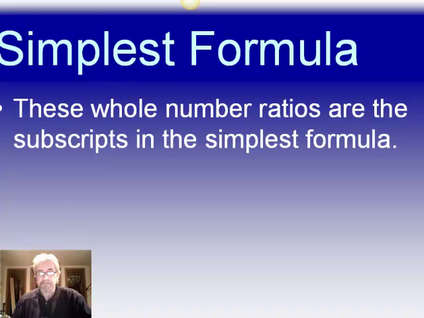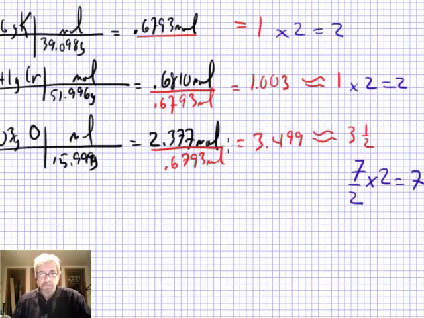And then those whole number ratios that I get, well, they're the subscripts in the simplest formula. So for this compound, I had a 2 for potassium, so that makes it K2, and a 2 for chromium, so Cr2, and a 7 on oxygen, so 7.